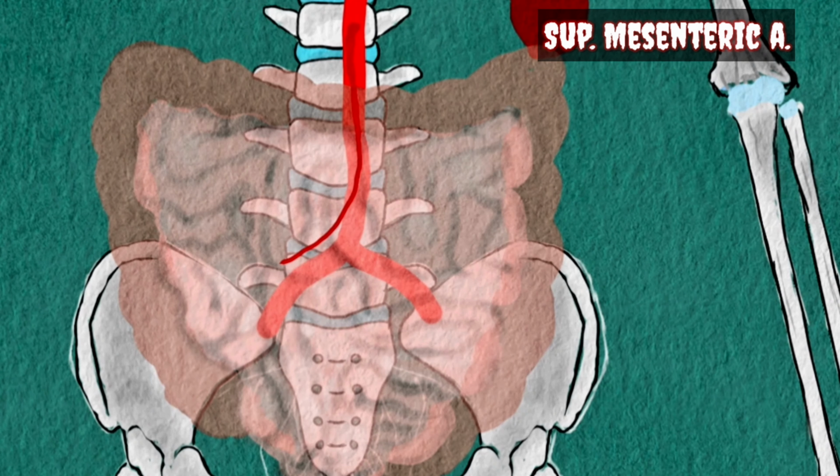abdomen. It gives rise to various branches that supply the small intestine, cecum, ascending, and part of the transverse colon. The first branch is the inferior pancreatico-duodenal artery.